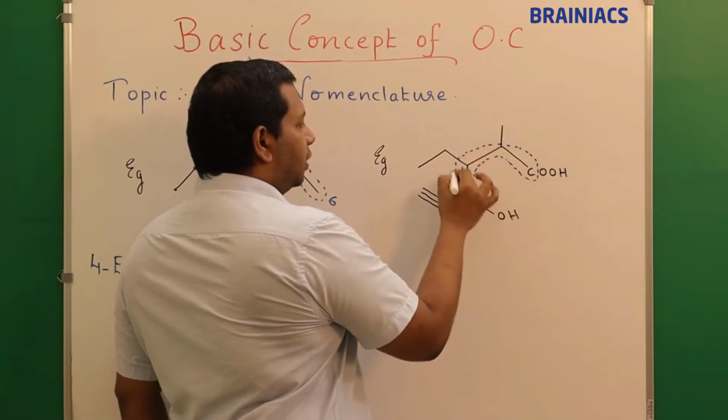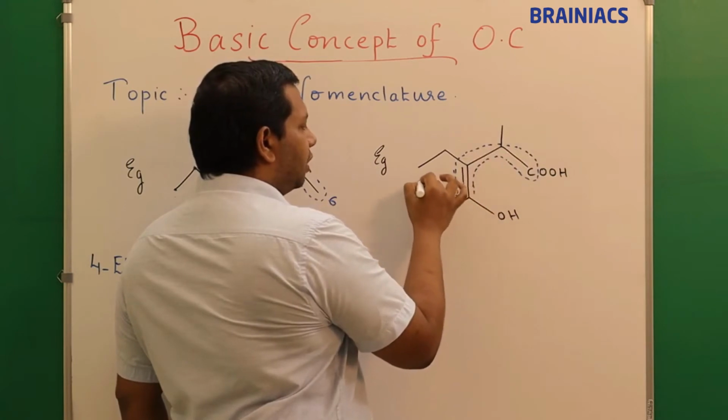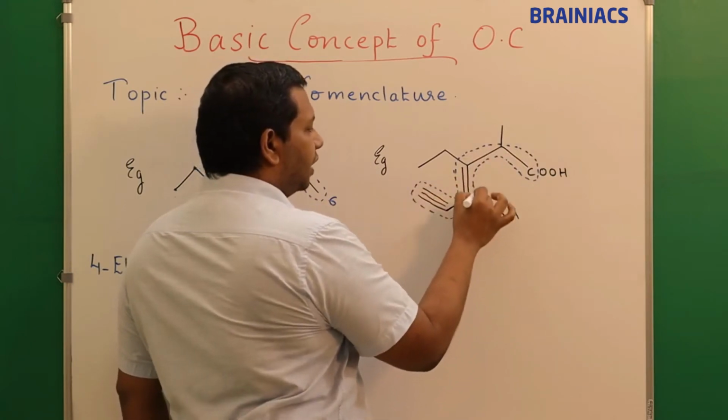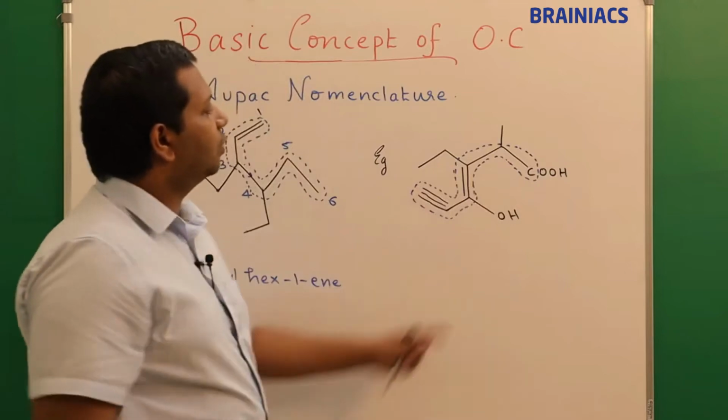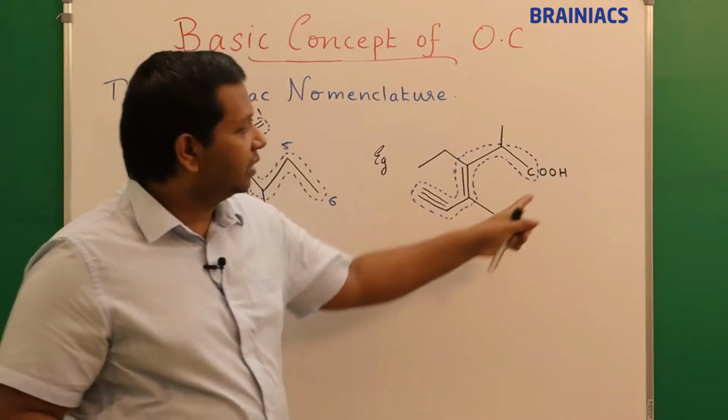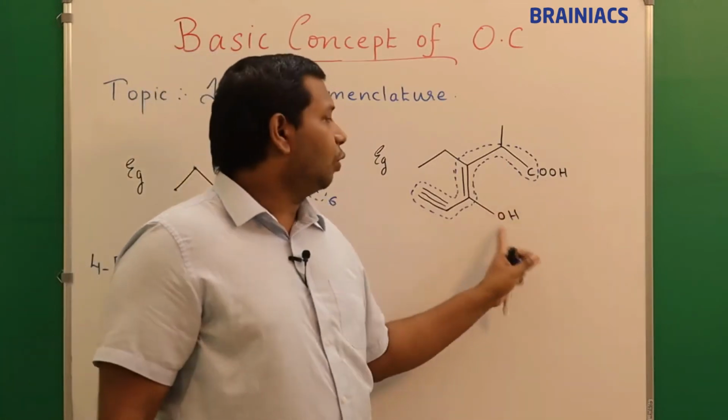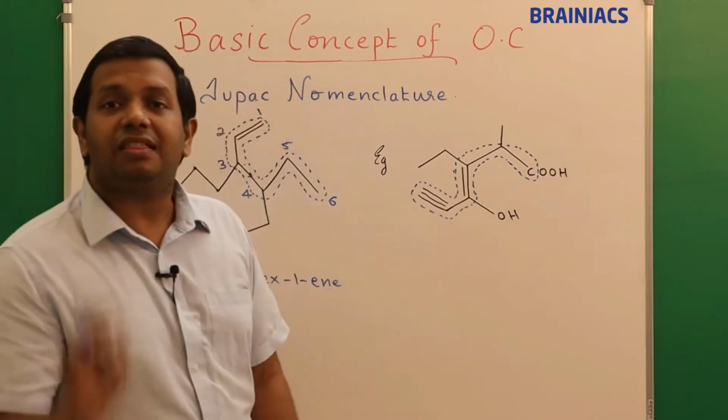So you have included the double bond and you need to include the triple bond, because that has the priority. And many students will ask, sir, why don't you include OH? Because whenever the principal functional group is there, this OH should behave like a substituent.